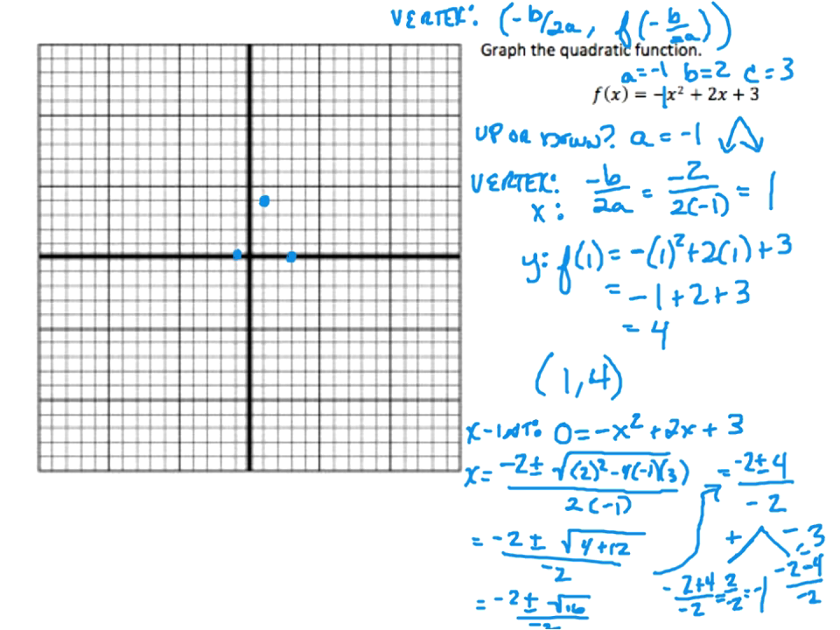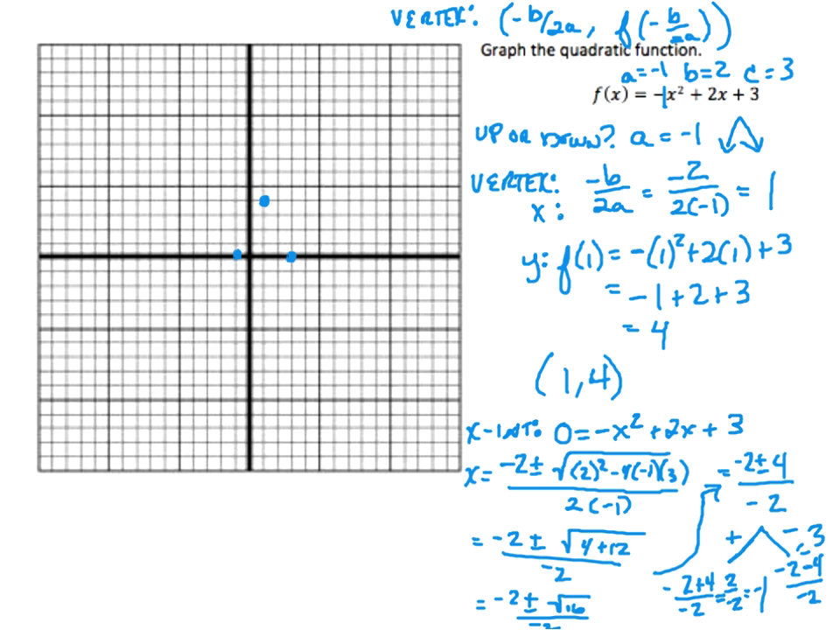So you can see they lie equidistant from the vertex. So I'm good, since they have the same y values, and they have to because they're both x-intercepts.